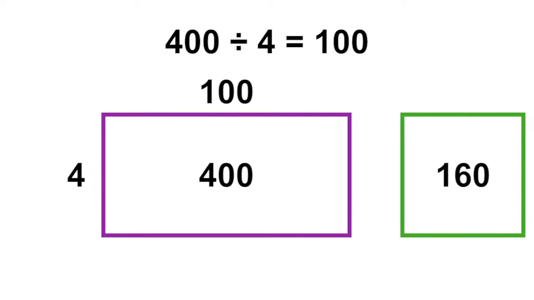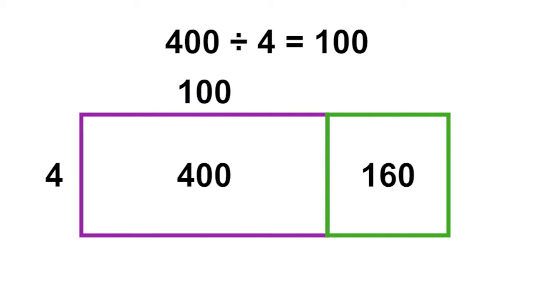If we add an additional area of 160, we can brainstorm what the answer to 560 divided by 4 is. We can gather that the other factor is 40 because 4 times 40 is 160. Therefore, 100 plus 40 is 140. This illustrates 560 divided by 4 is 140.